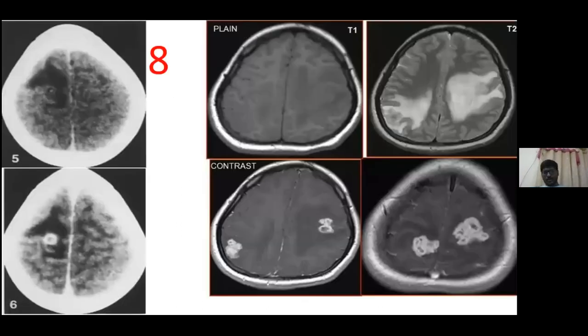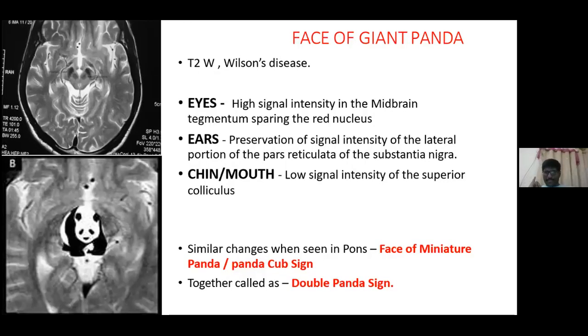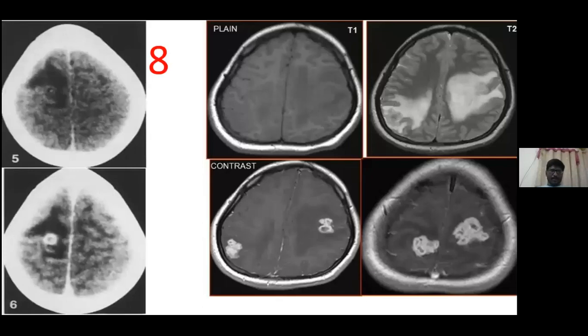Okay, so we have seen one is the putaminous slit sign, another is the face of giant panda sign in case of Wilson's disease, that is hepatolenticular degenerative disease. Okay, again this one on the left, you see this is the CT images, and these are the MRI images. This is the T1, T2, and this is the contrast.